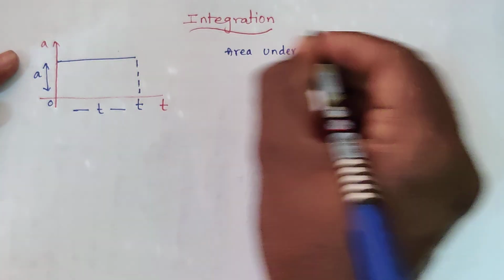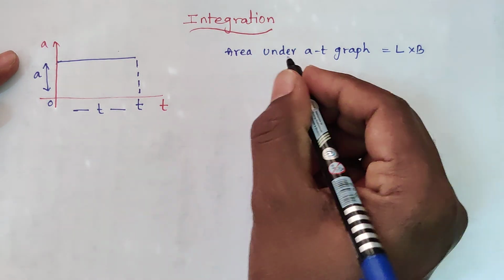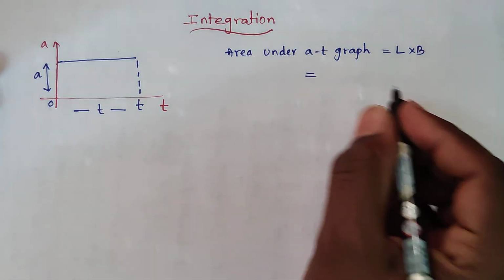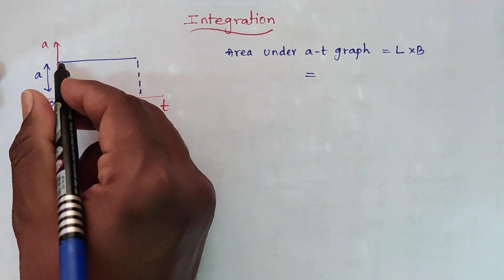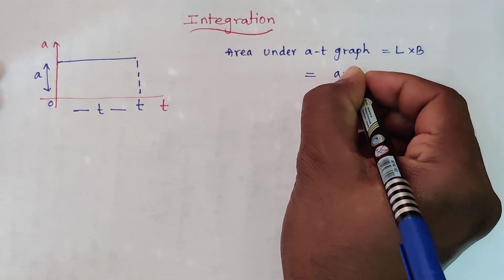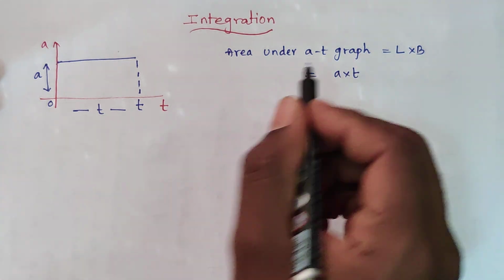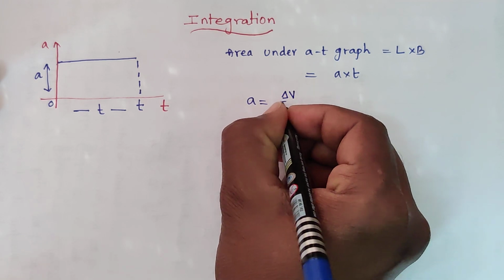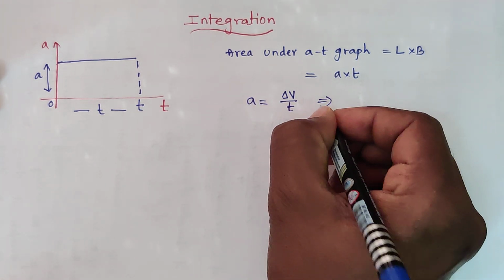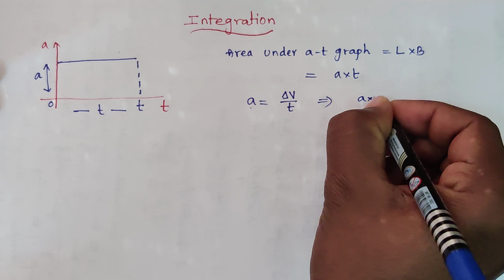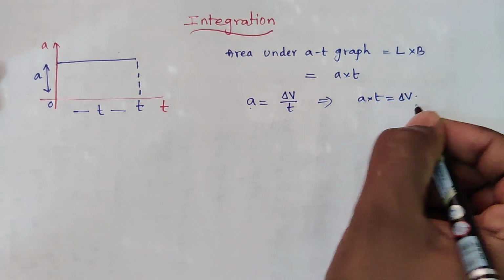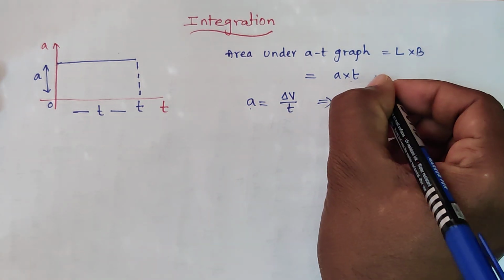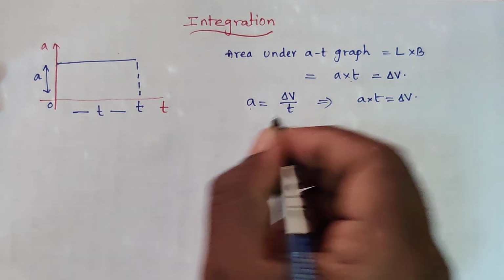It is looking like a rectangular shape. So area is nothing but length into breadth. So here length is t and breadth is a. Area is nothing but a into t. We know that acceleration a equal to change in velocity by time interval t. On cross multiplying we will get a into t equal to change in velocity. So area under AT graph is a into t, and a into t can be replaced with change in velocity.